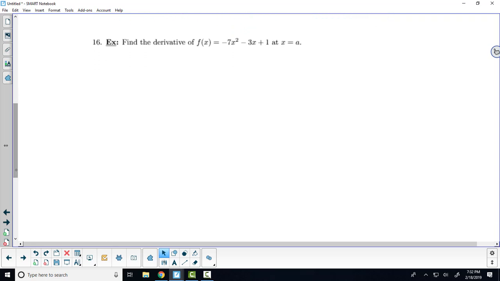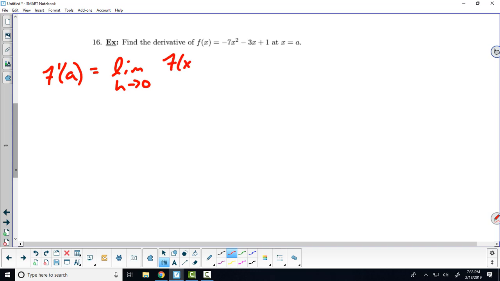Okay, so let's go ahead and find the derivative of f at x equals a for this parabola here. I'm asking you to find f prime of a. For 1 point, out of 5 or 6, show me that you've learned the definition. Give either definition. This is equal to the limit as h approaches 0 of f of a plus h minus f of a, all over h. You just got a point out of 6. Okay?